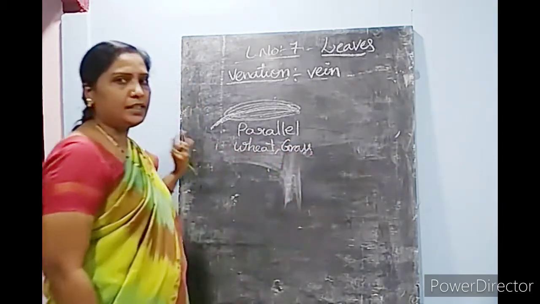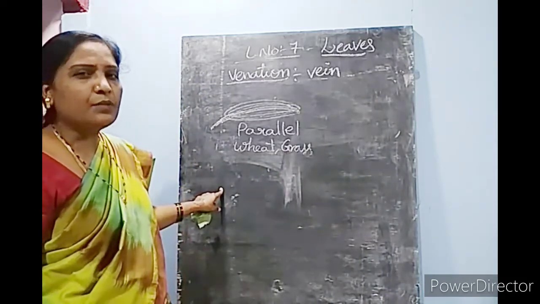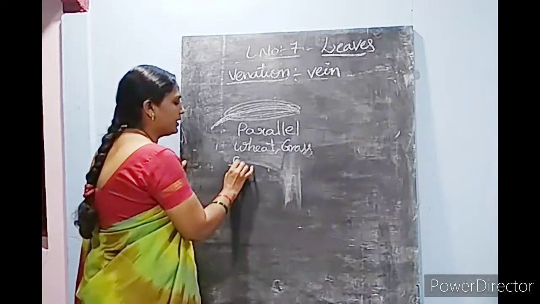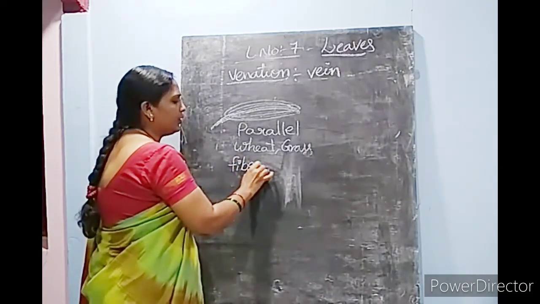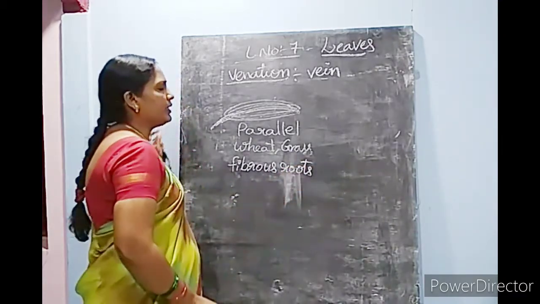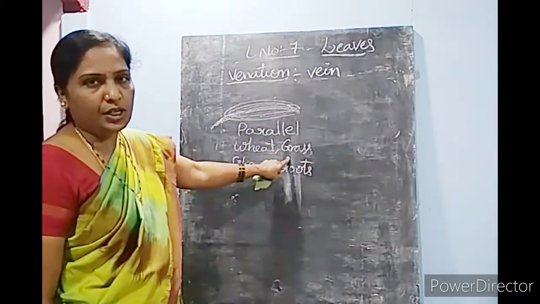Parallel venation. We can see this type of venation in wheat, grass, these types of plants. The plants which have fibrous roots, those plants will have parallel venation.